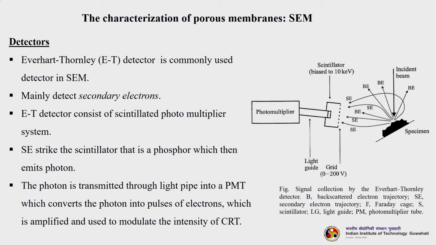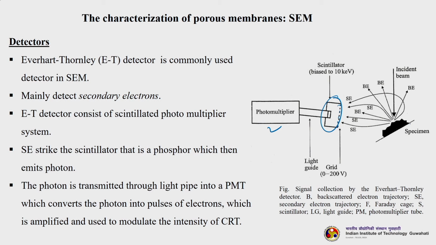The ET detector consists of a scintillator photomultiplier system. A photomultiplier is a unit which amplifies the electrons. Secondary electrons strike the scintillator, that is a phosphor, which then emits photons. This is a scintillator, you can see. This is the photomultiplier. There are grids here, you can see, 0 to 200 volt. Once the secondary electrons strike the scintillator, it will emit photons. This photon is transmitted through a light pipe into a PMT, which converts the photons into pulses of electrons, which are amplified and used to modulate the intensity of the CRT.